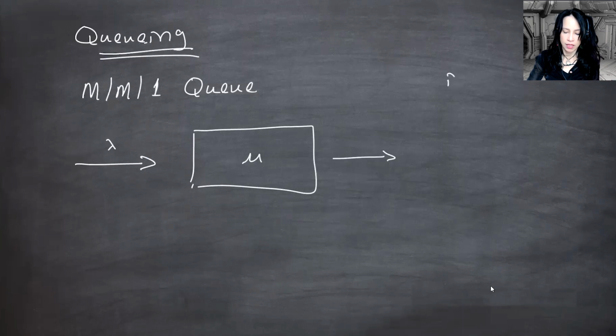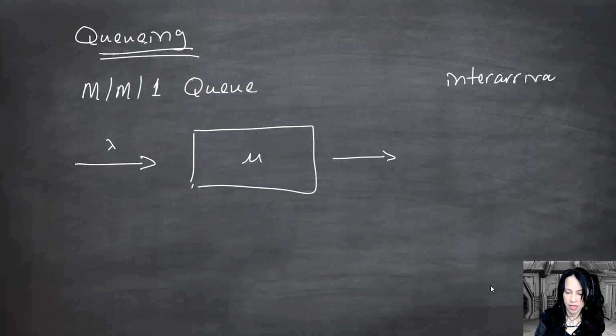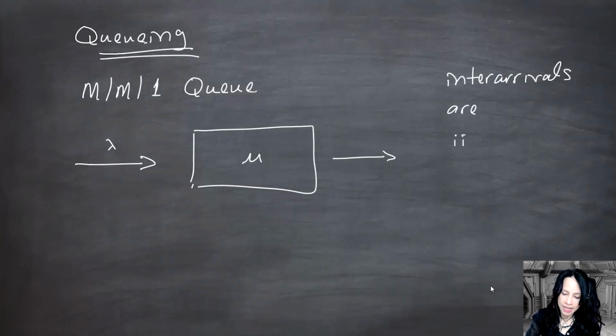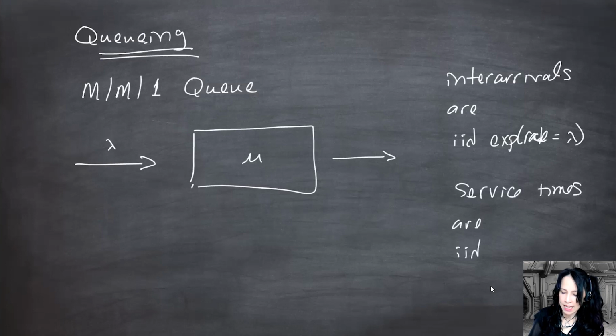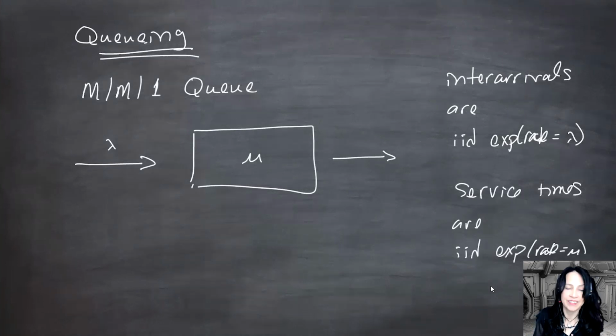So the inter-arrival times are, and why is it true? This is the assumption. When you say M/M/1 queue, this is defined: the inter-arrival times are IID exponential with rate lambda, and the service times are IID exponential with rate mu.